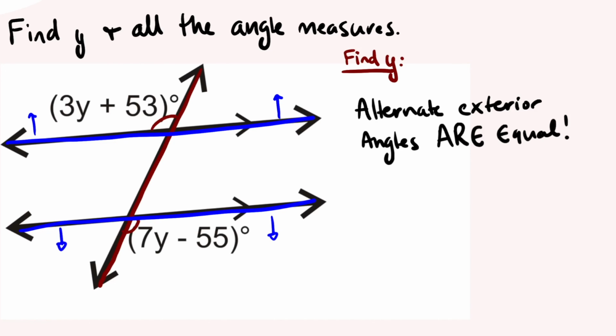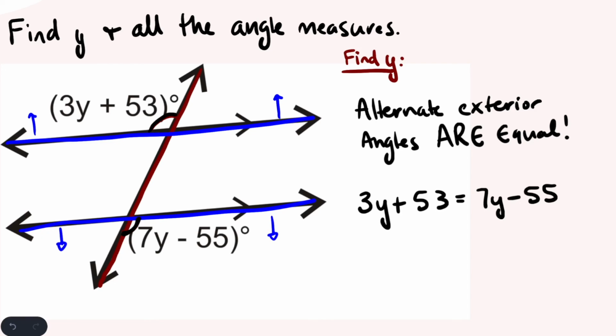So take a moment to write down what equation do we then know is true. If alternate exterior angles are equal, then 3y plus 53 must be equal to 7y minus 55. Now once we were able to set up this equation, once we realized that these are equal angles because they're alternate exterior, once the equation's set up, it's just algebra. So let's solve and get y by ourselves.